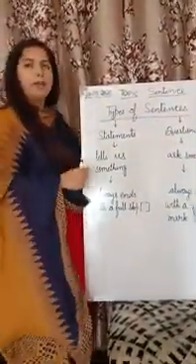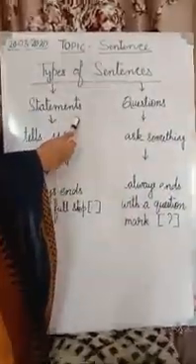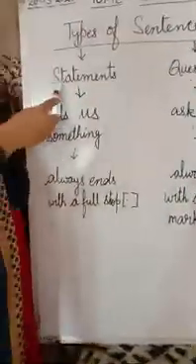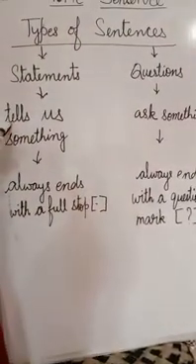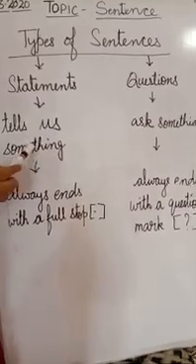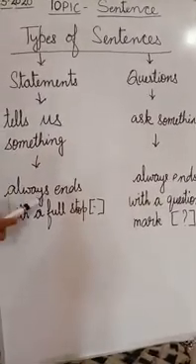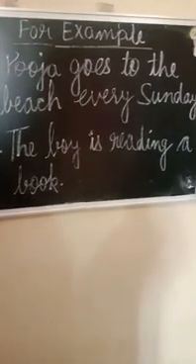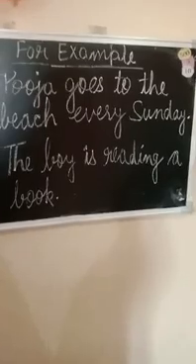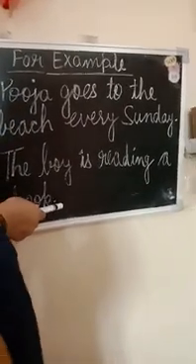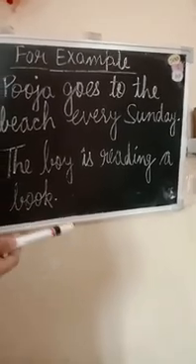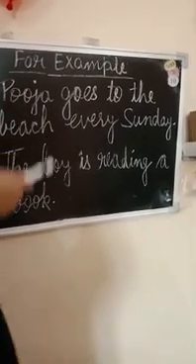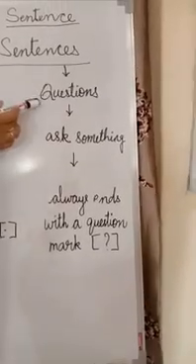Let's learn about types of sentences. There are mainly 2 types of sentences. One is statements, another one is questions. What is statement? When our statements tell us something it is called a statement. A statement always ends with a full stop. For example, Pooja goes to the beach every Sunday. The boy is reading a book. Both the sentences end with a full stop. Both of them are merely stating some facts. Therefore, these are statements.